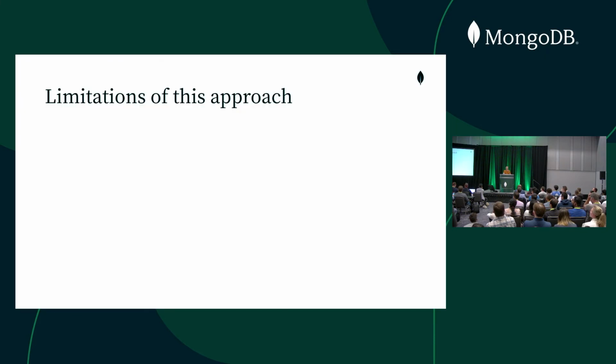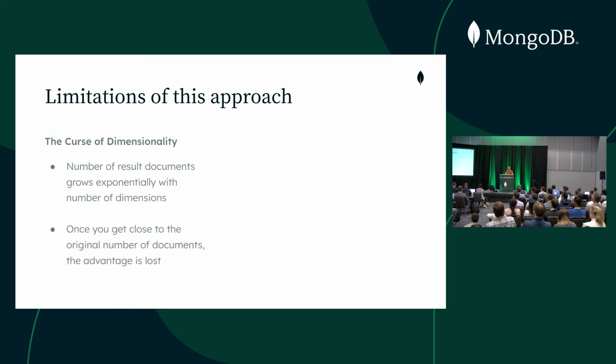Like everything, this approach does have some limitations. I'm giving you the two main ones here. The first one I call the curse of dimensionality. The issue with adding more and more dimensions, you might be tempted to say, okay, let's take all the fields we have, is that the number of results grows exponentially. You can imagine if you add more dimensions, for every combination of values we have to create one of these cubes. And eventually, if you approach the original number of documents, the advantage is lost, and it may not be much faster than going to the source directly. So that's one issue. Just keep that in mind.